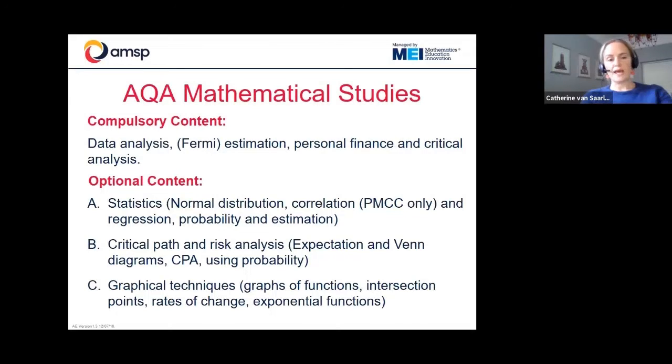So you choose A, B, or C. And it just really depends on your students and your own interests as well. So again, A is probably the most common, and then B, and then C. And A goes quite well with geography, psychology, those kinds of subjects. B goes quite well with business students, and C is quite good for science as well.